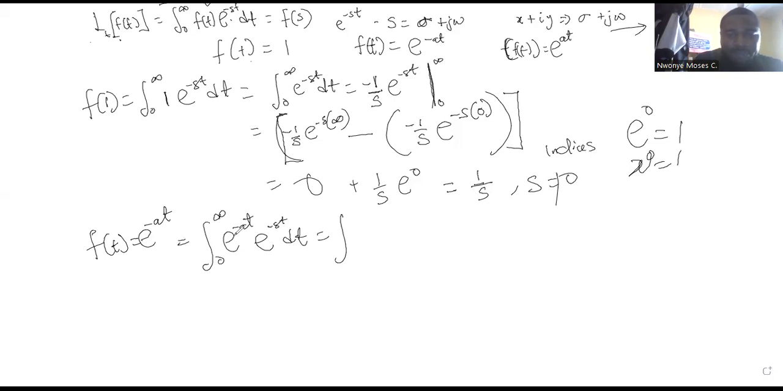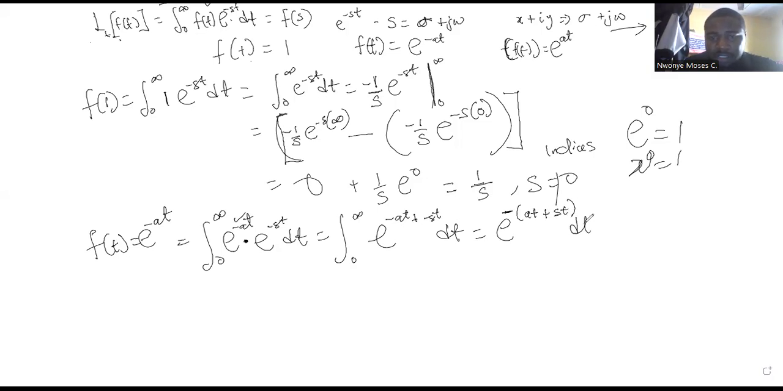So this integral, I can put this together since this is multiplication over here. So I have 0 to infinity integral of minus at, which is this one. Then with this one, I'm going to add them together, right? So this is going to be plus, I have another minus s of t, then I have the dt. So if I add this together using normal indices, I'm going to have exponential, taking out this negative outside here, so I'll be left with at plus st dt. I've taken out negative.